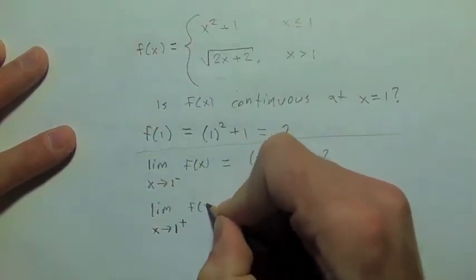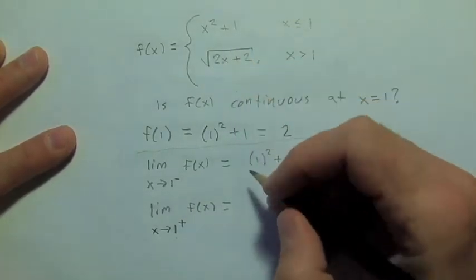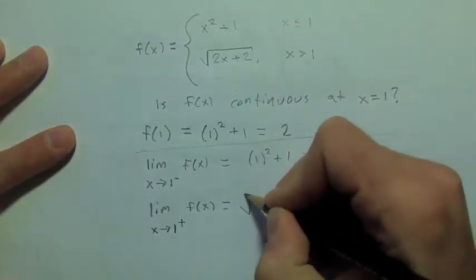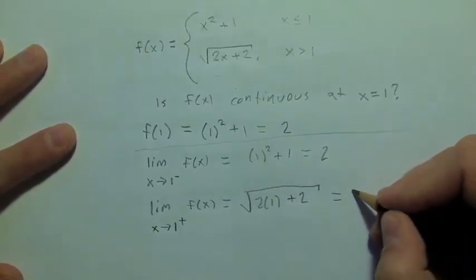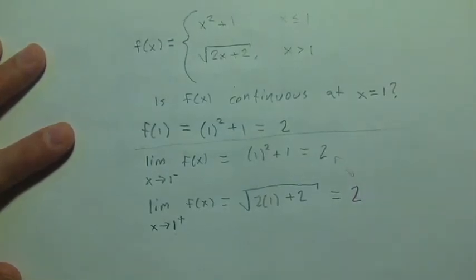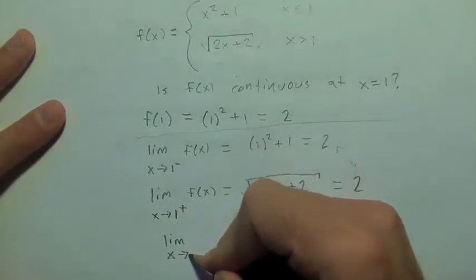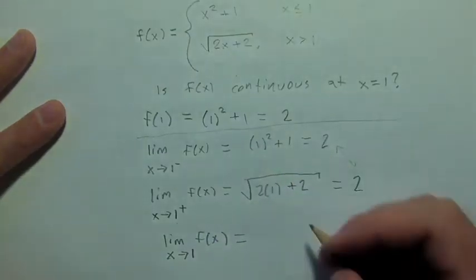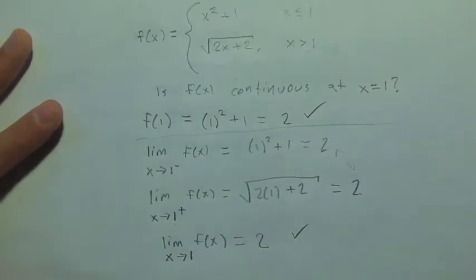And then the next piece is going to be from the right, so that's when x is greater than 1, so that will be this piece. So I'm going to go ahead and plug my 1 into that. And so that will be the square root of 2 plus 2, so the square root of 4, which is equal to 2. And oh, these two guys match. So that means that the limit from both sides of f of x exists and is equal to 2. So we've satisfied that condition and that condition.